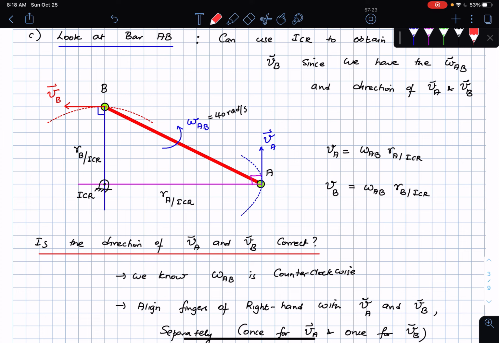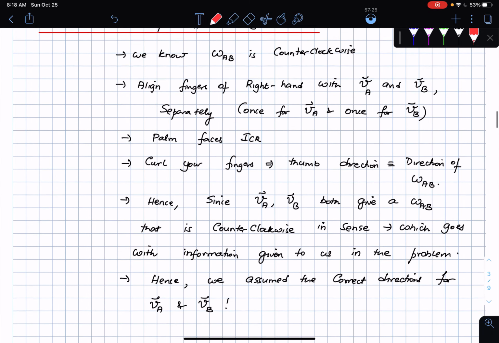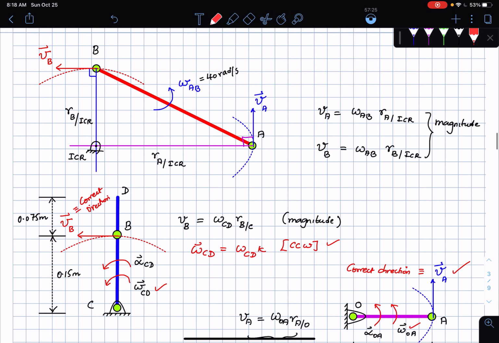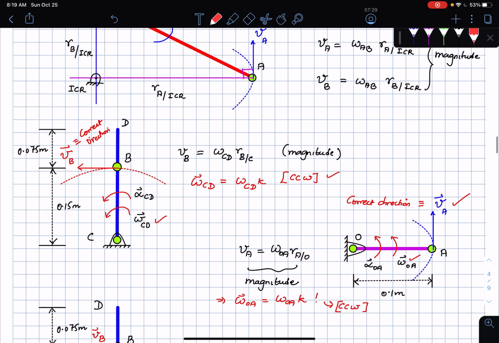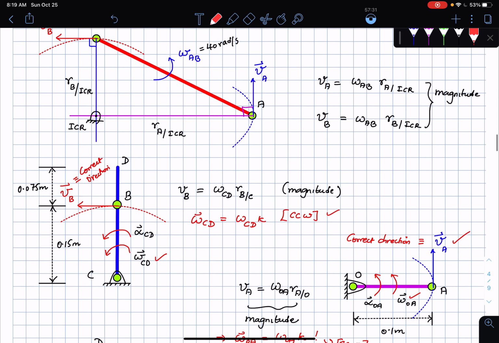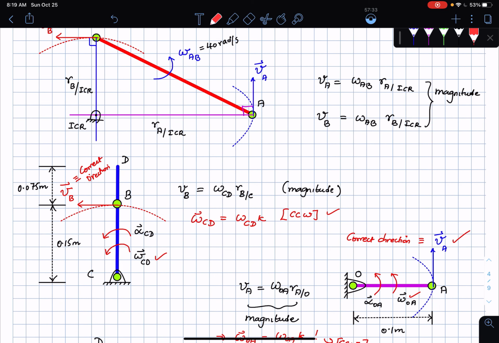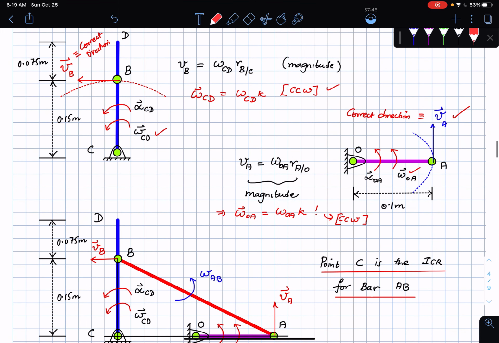Using all the information that we had, we combined it all together on this page, and we were able to figure out that the directions we assumed for VA and VB were correct, based on the ICR location and the direction of omega AB. And since the directions of VB and VA were correct, the directions of omega CD and omega OA were also correct, as we assumed them to be counterclockwise.